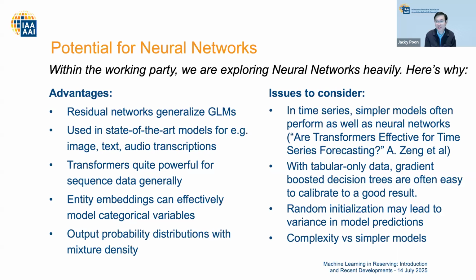Of course, it's not all roses, and as actuaries, we should always be cognizant of the advantages and disadvantages of different model structures. So some caveats to disclose here would be that sometimes simpler models may be more effective, as we should always consider. With tabular-only data, gradient boosting decision trees, alongside GLMs, are the gold standard in pricing. And random initialization is what you would typically do for neural network fitting, and it does lead to variance in model prediction, so we need to be cognizant of that. And finally, for the problem at hand, is the complexity you're adding into your modeling process delivering additional value compared to simpler models?